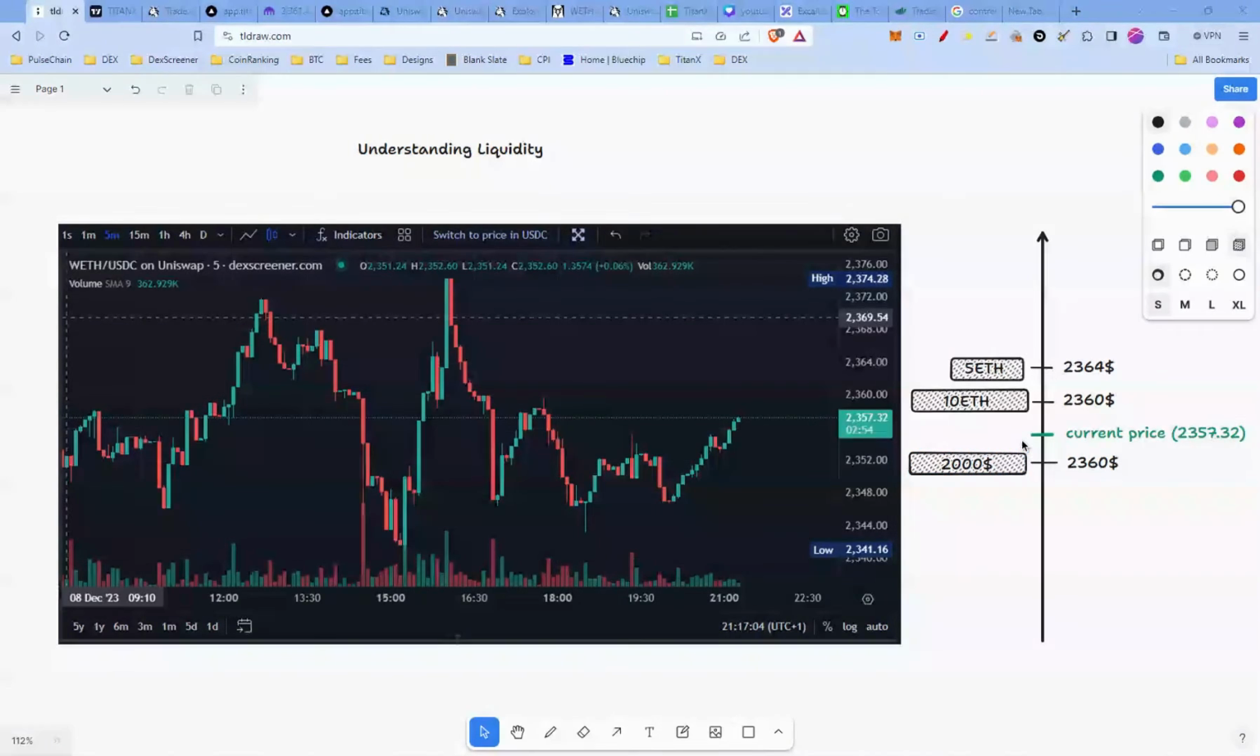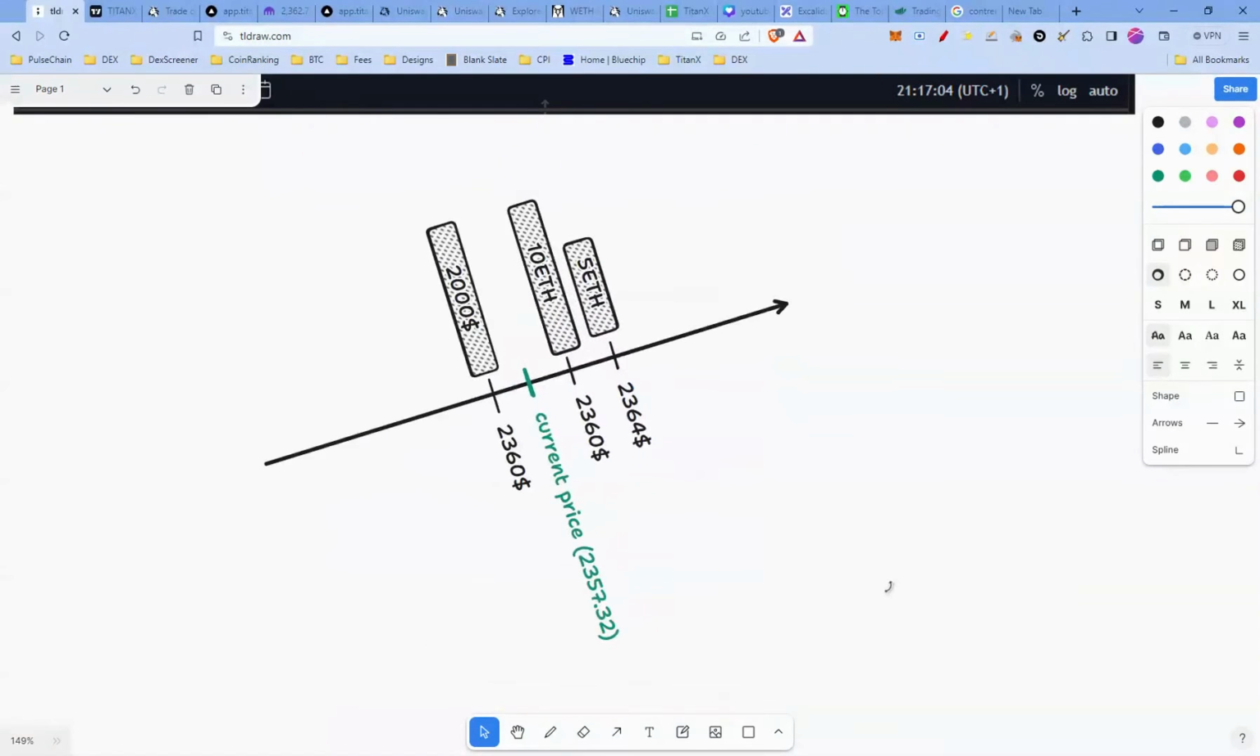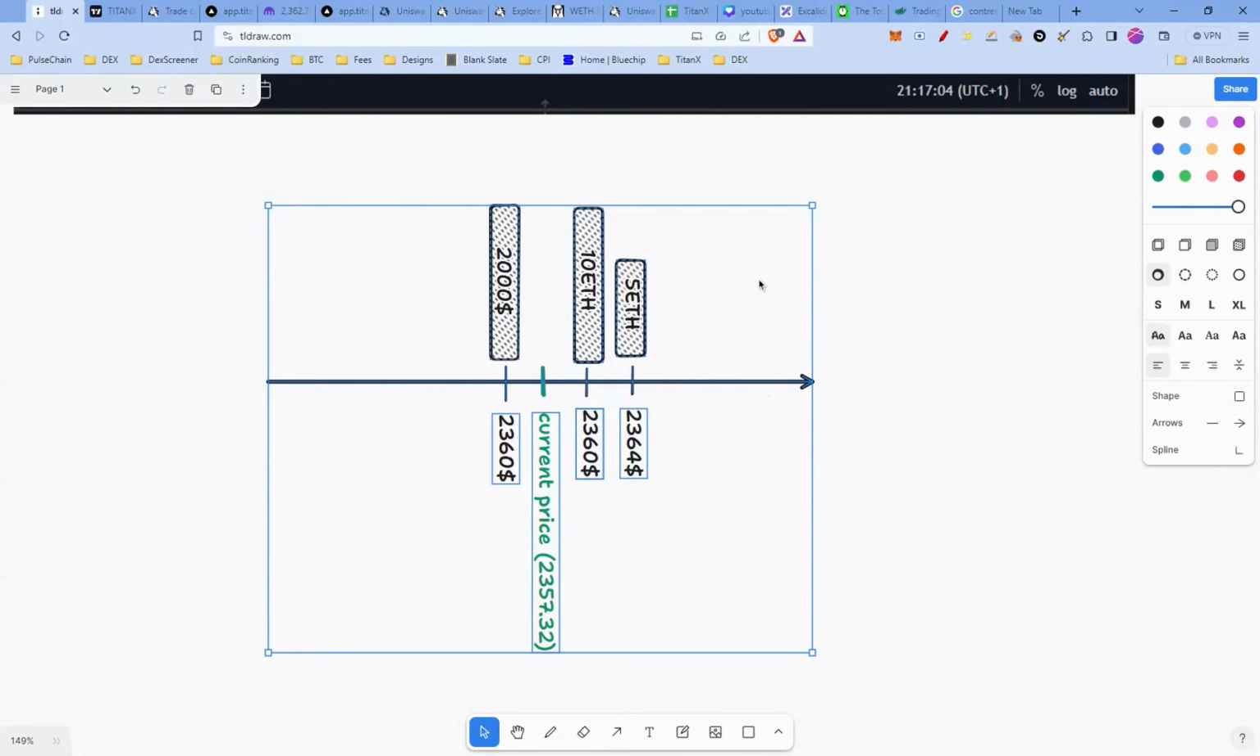So now if somebody comes with dollars and wants ETH and does a market buy, the current price will move to 2,360, and that increase of price is what's called slippage. And on the other end, if somebody comes and has ETH and wants to market sell it, the price will go down because he wants dollars. And when we flip this around, this looks a bit like a liquidity curve.